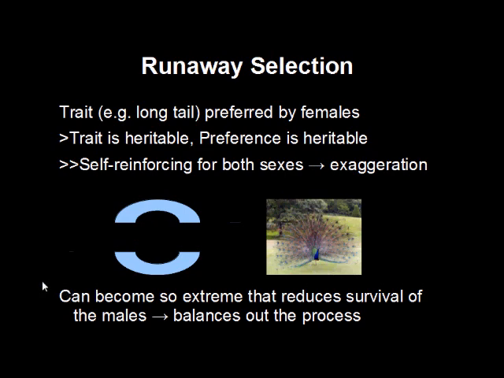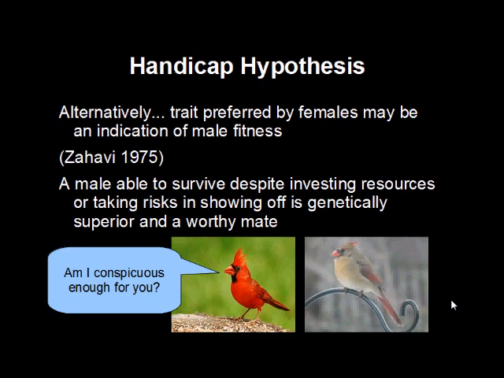Another thing that you can imagine might happen is that it could become so extreme that it actually would reduce survival of the males. And of course, if you're not alive, it's not possible to keep mating very easily. And so that is a balancing out factor for this process. Now, there's another alternative hypothesis, the Handicap Hypothesis.